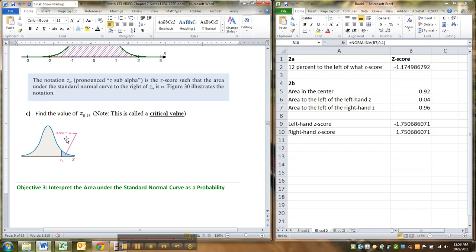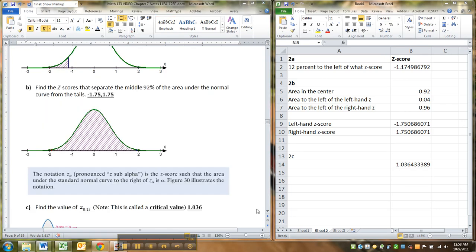C is the picture already drawn. When you see a subscript like that, that means it's the area in the right. So what's the area in the left? The area in the left is 0.85, right? So the z-score is going to be equal to norm inverse 0.85, comma 0, comma 1. There you go. So this particular value is 1.036. Just be sure when you're using Excel for that one, you find the complement, right? 1 minus 0.85. Make sure you do that. Or excuse me, 0.15.